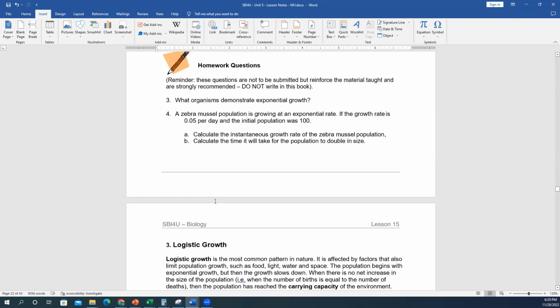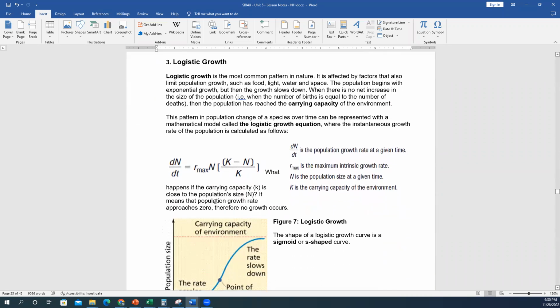So then we're going to move on to our third type of population growth, and this is logistic growth. Logistic growth is actually the most common type of growth pattern that you find in nature, and it's affected by many different factors that can limit population growth, such as the availability of food and resources, such as light, water, space, shelter.